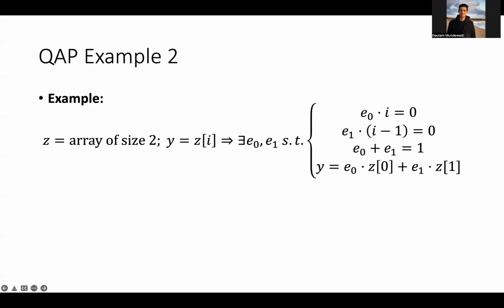Do we need to have another set of equations for E1 times I equals 0, and then E0 times I minus 1 equals 0 as well? So, okay, maybe I should state my question in a slightly different way. As stated, this system of equations here is not actually a QAP. So why is it not a QAP? It's not about whether this satisfies it, like these statements are equivalent, but strictly speaking, this is not a QAP. And why is that?